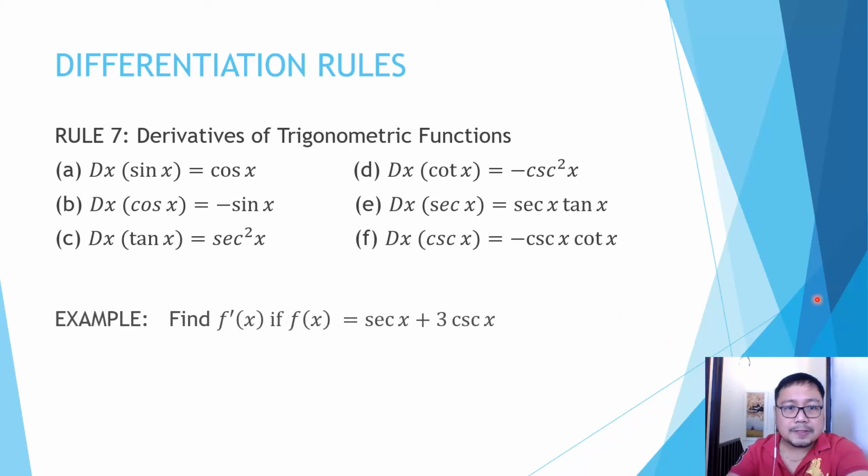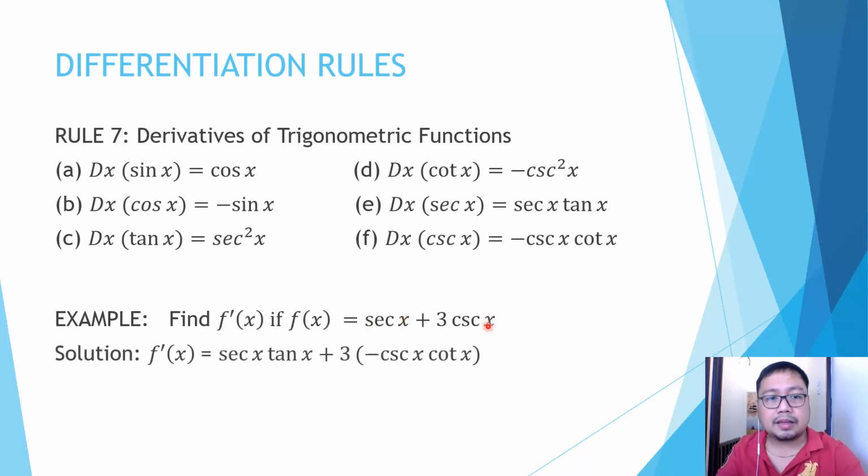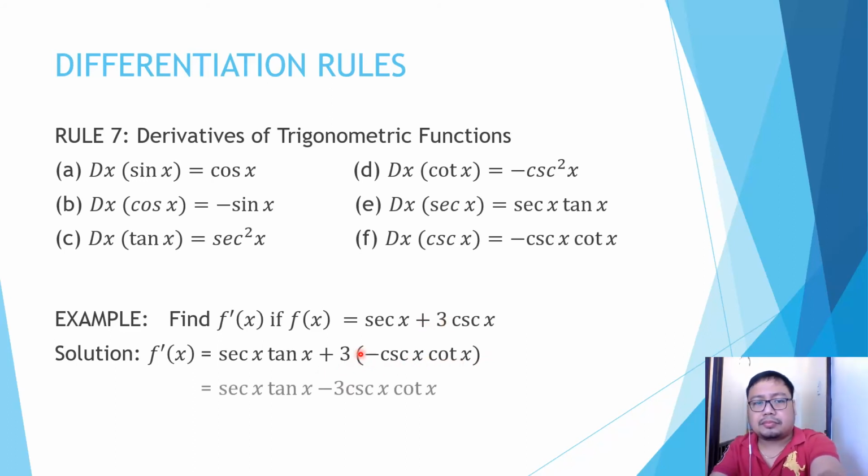Let's have an example. Find the derivative of f of x if your function is secant x plus 3 cosecant x. Separately, we have to find the derivative of this term and the other term. The derivative of secant x, you look at your table, is sec x tan x. Plus 3 times the derivative of cosecant x, which is negative cosecant x cotangent x. Multiply by the constant. So our final answer will be sec x tan x less, because you multiply a positive and a negative, less 3 times cosecant x cotangent x. That is our final answer.